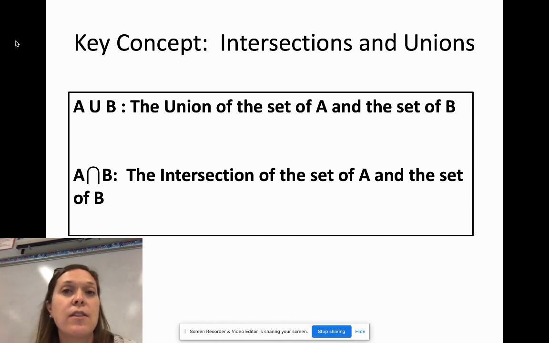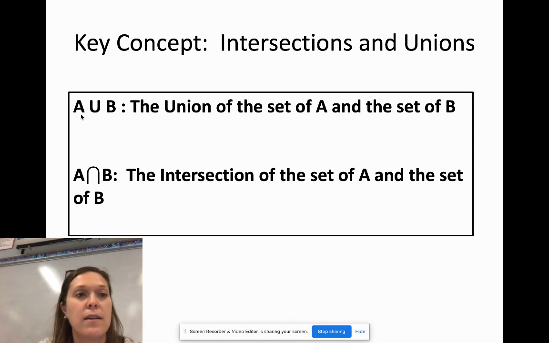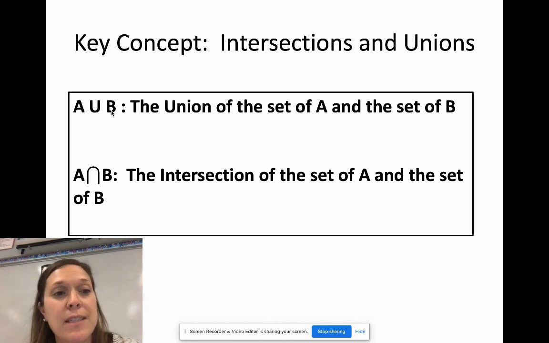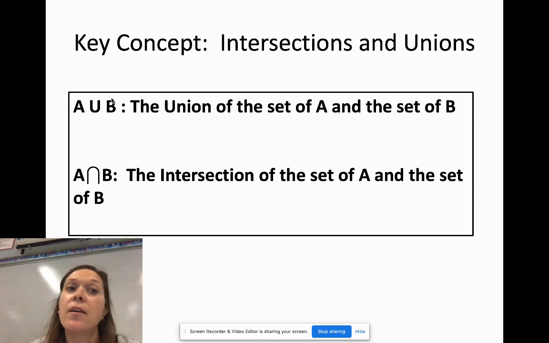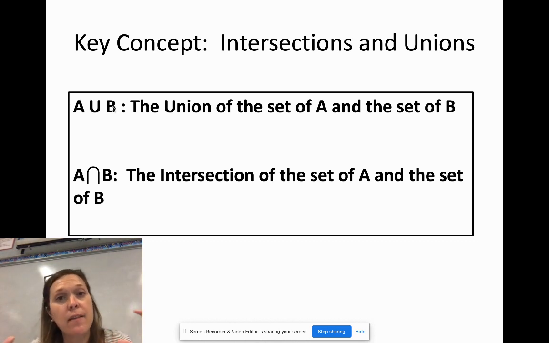So some new notation that might not be familiar to you is we use a U to represent the union between the set of two numbers or a set of numbers. So A U B right here is telling me that I'm taking the union of A and B. So all numbers that are in set A and all numbers that are in set B, we're going to marry them together, create a union, and put them all together into one big set.